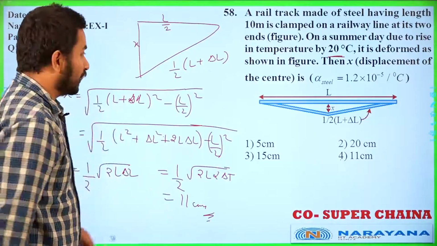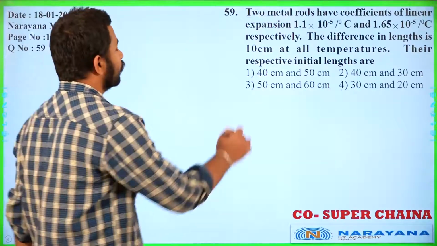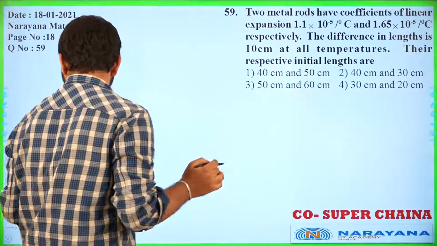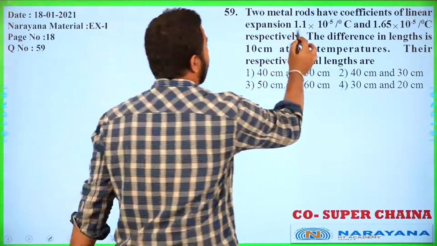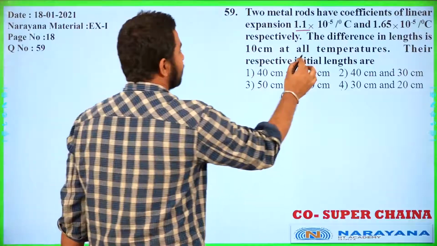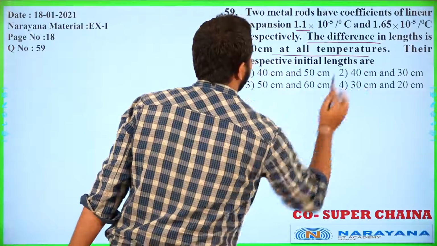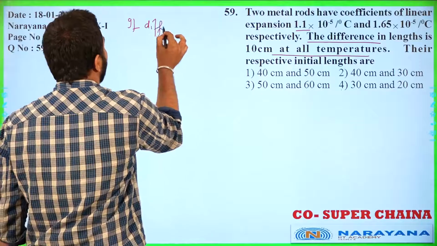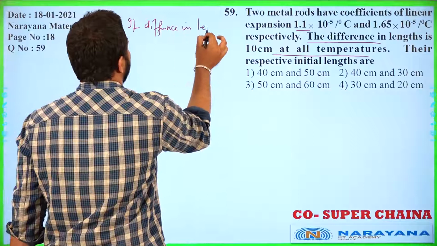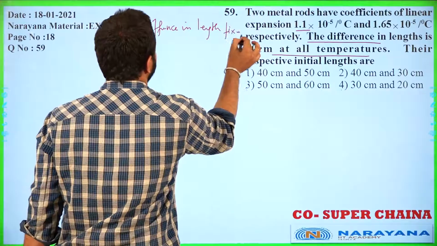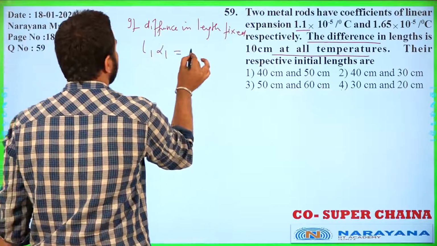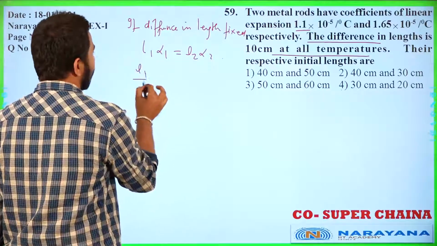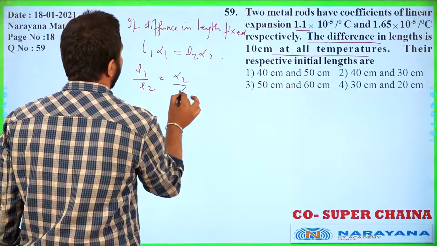So let's move to the next question, student. Two metal rods of coefficient of linear expansion are given. So two metal rods, alpha 1 and alpha 2, are given. The difference in the length is 10 centimeter for all the temperatures. So if the difference in length is fixed, we can write, student, that L1 alpha 1 is equal to L2 alpha 2. So from here we can write L1 by L2 will be equal to alpha 2 by alpha 1.